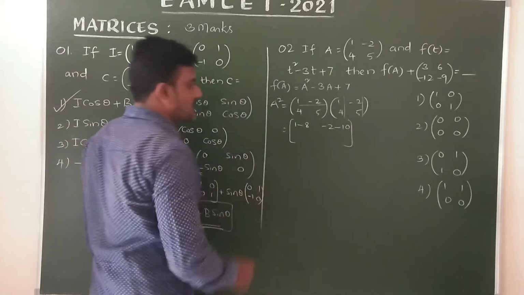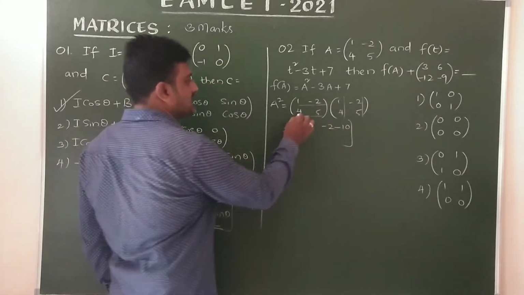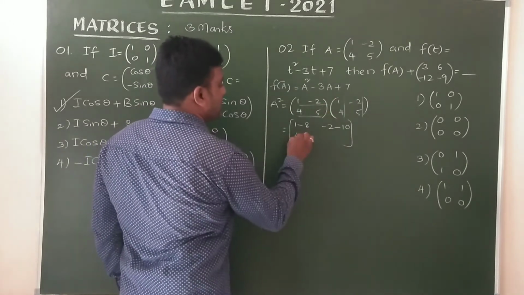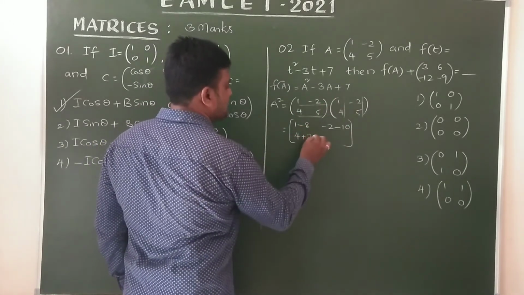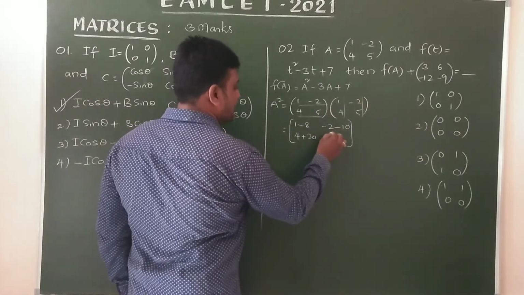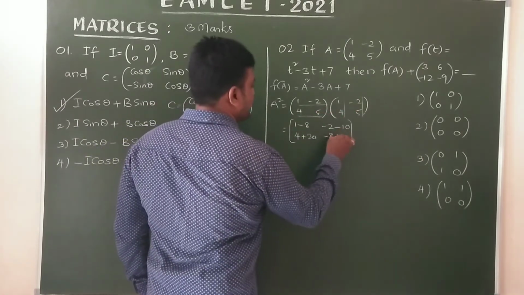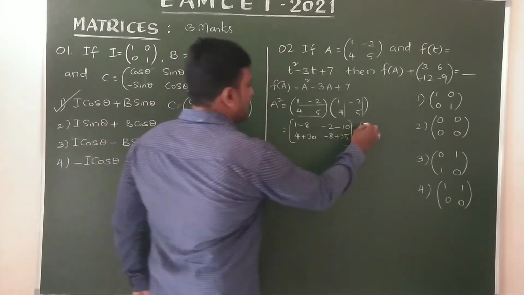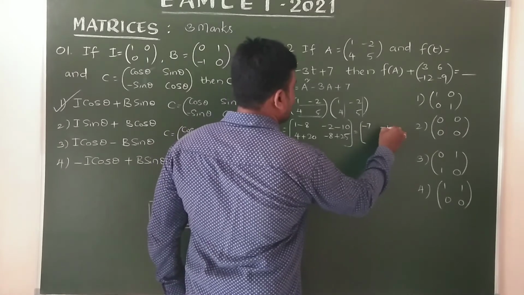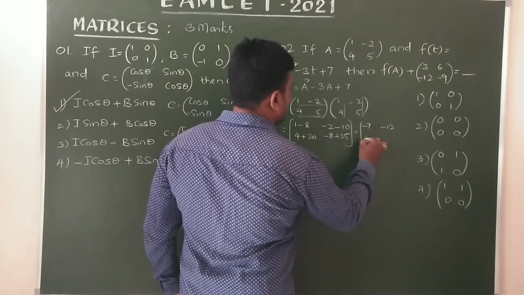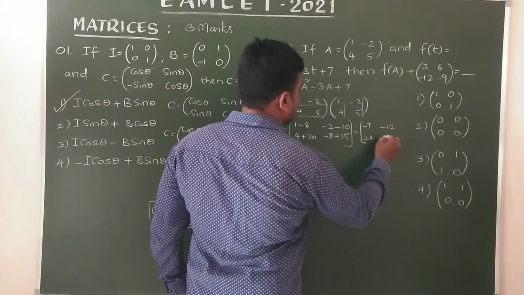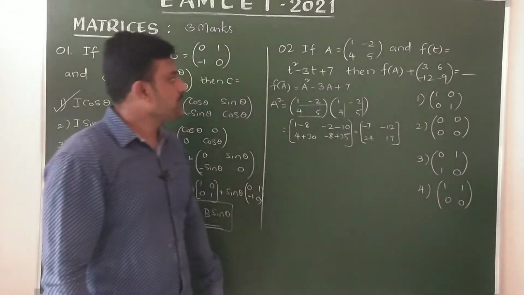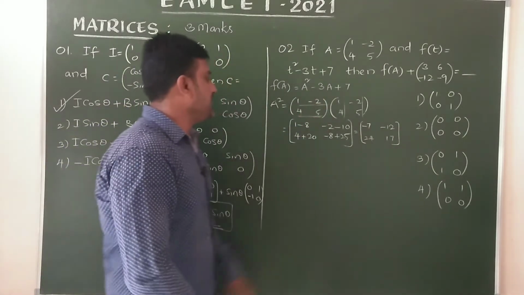Okay, it's over. Next, the second row with the first column and second column. 4 into 1 is 4 plus 5 into 4 is 20, 4 into minus 2 is minus 8, 5 into 5 is plus 25. Now this is nothing but [-7, -12; 24, 17]. Okay, this is A square and we need minus 3A.